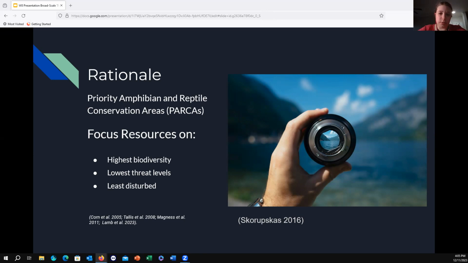Further, this project will support ARC in identifying the best PARCA to serve as true refuge, where species can be translocated when their ecosystem becomes too damaged to recover.